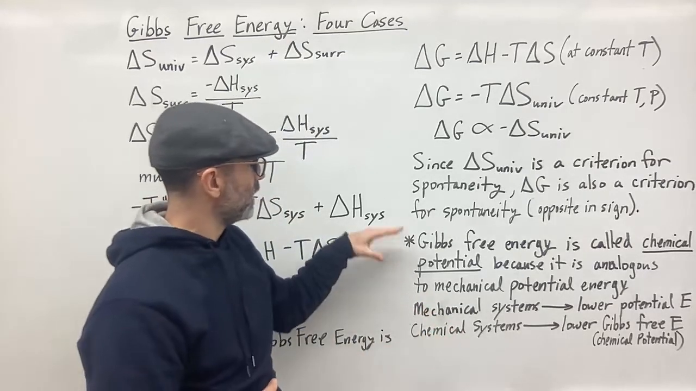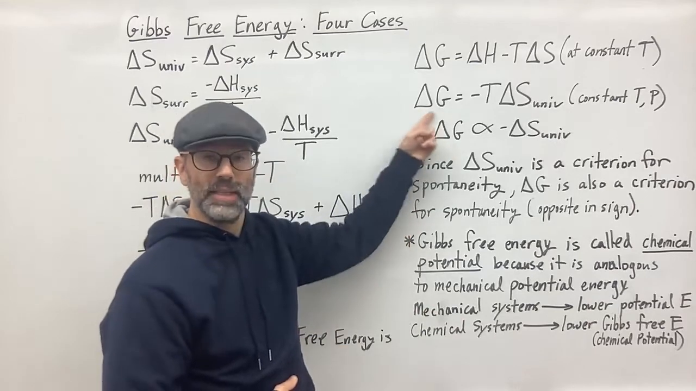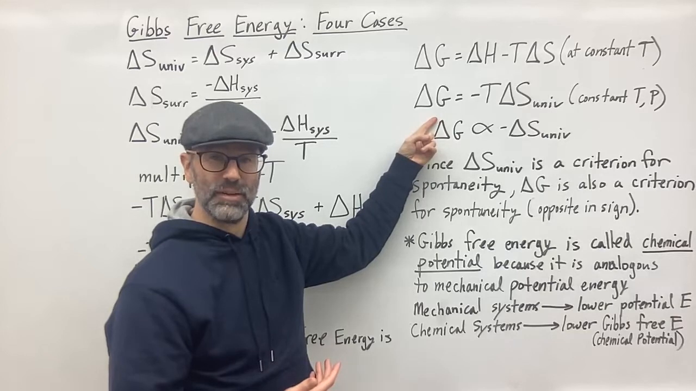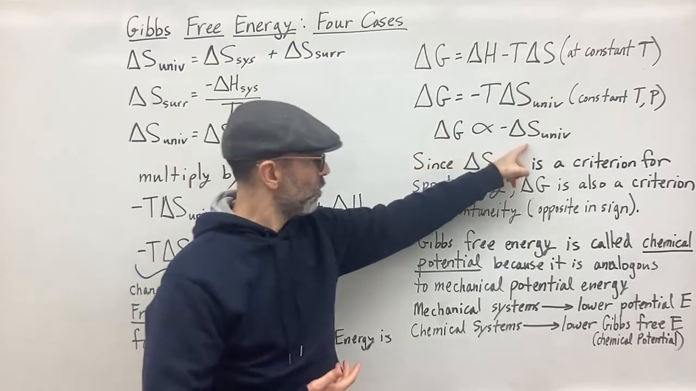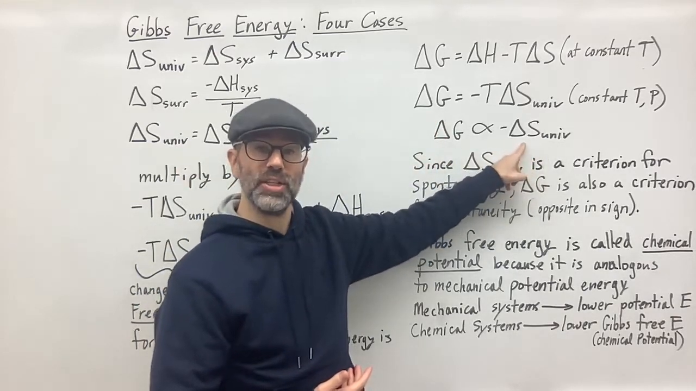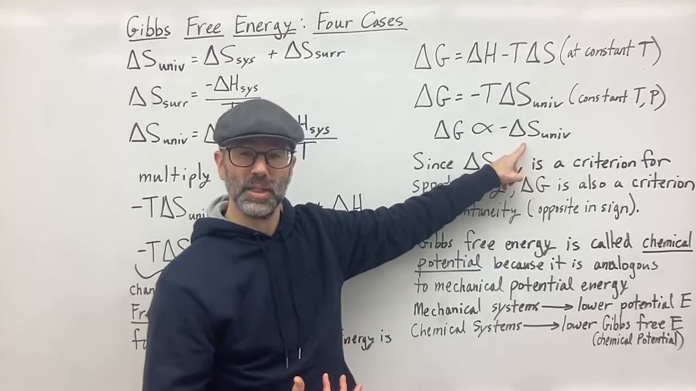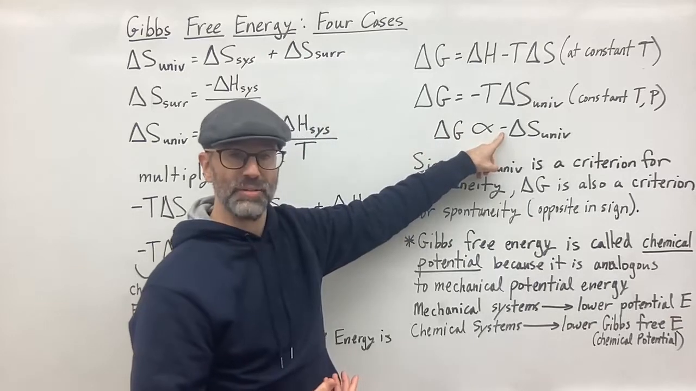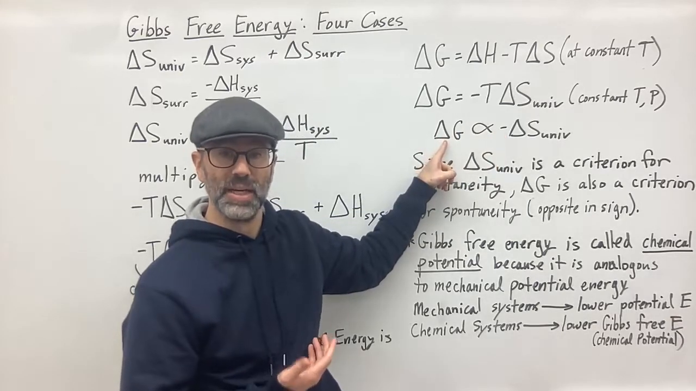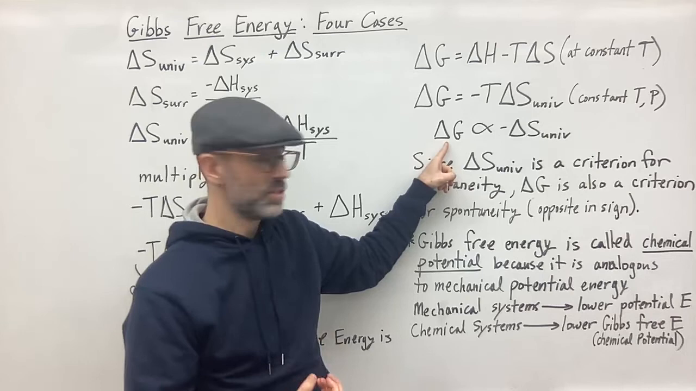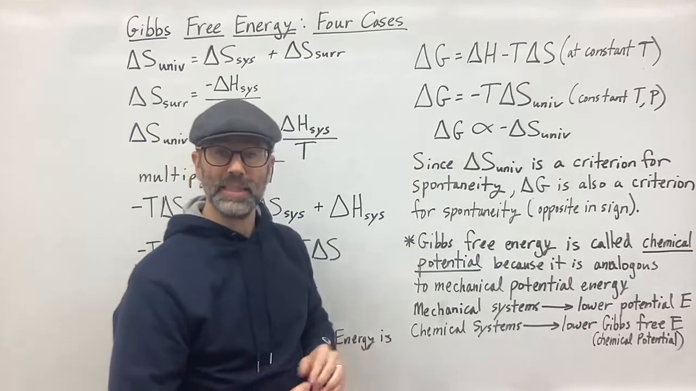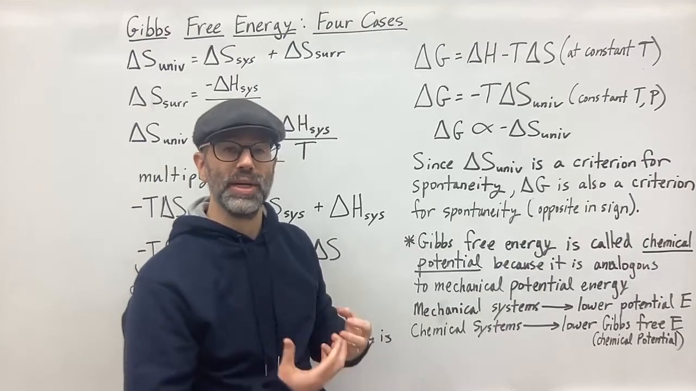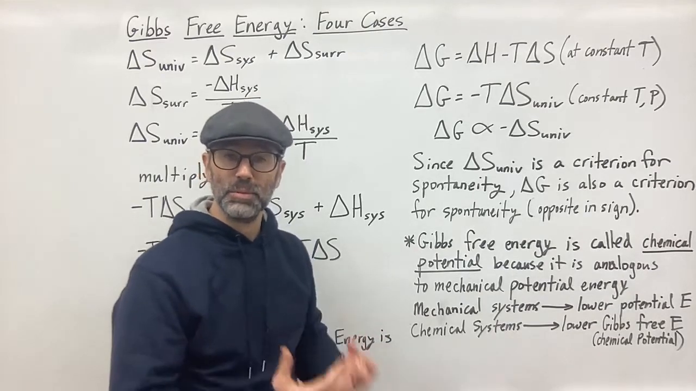And so delta G, the change in Gibbs free energy, is negative, right? Because we want the change in the entropy of the universe to be positive, and then the change in Gibbs free energy is the opposite sign of that. So we want that to be negative. We want that to decrease. So spontaneous systems are such that they go in a way that's going to decrease the Gibbs free energy.